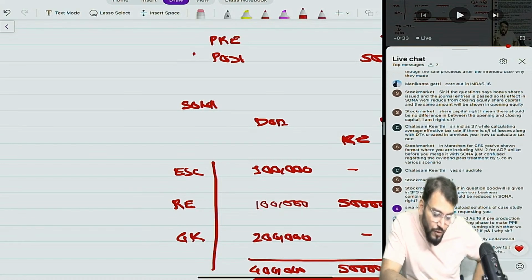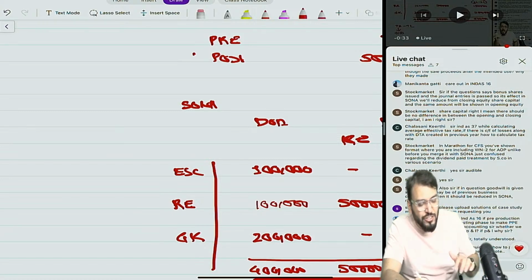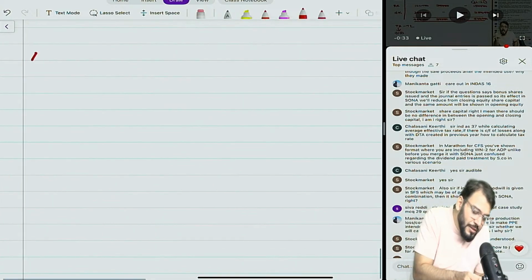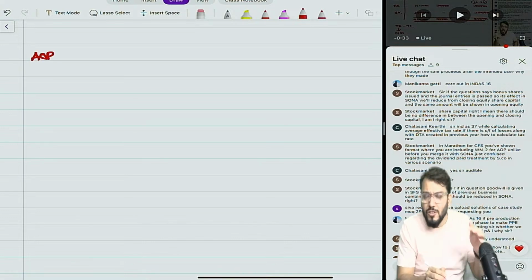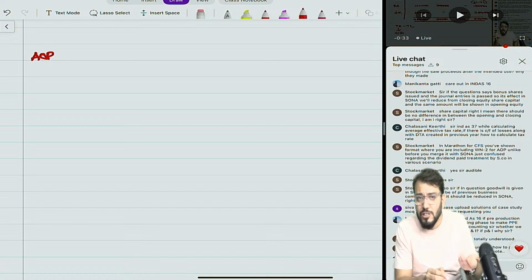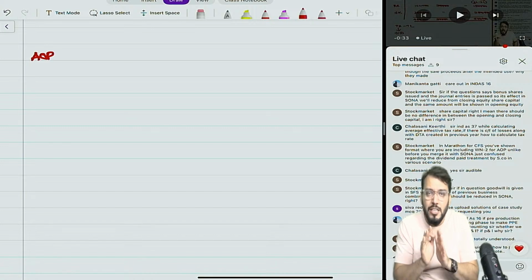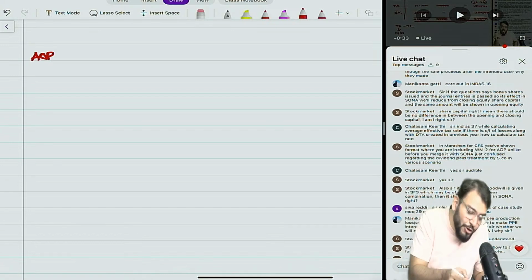In Marathon for CFS you have shown a format where you are including working note number 2 for AOP, unlike before, where you merged it with Sona. I am confused regarding the dividend paid treatment by subsidiary company in various scenarios. I am doing AOP and Sona now, because normally I have seen that ICAI is also using AOP. You can use Sona also; even if you make only Sona, it will not affect your solution, and your answer will be correct. But if you want to learn AOP, correct.